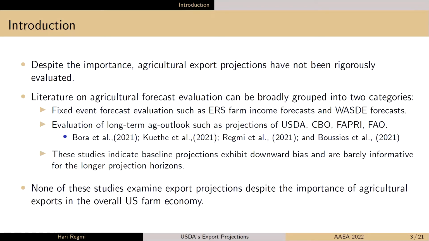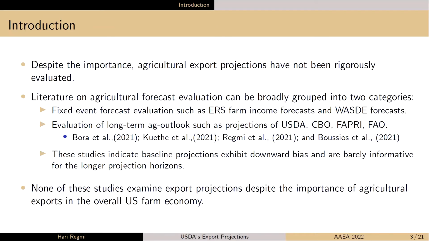If we talk about agricultural forecast evaluation, we can see in the literature there are two strands. One is evaluating the fixed event forecast. A fixed event in the sense that there exists a terminal event, and there is a series of forecasts, and the forecaster can make revisions to forecast the final value. For example, you can take the USDA ERS farm income forecast, or WASDE crop production, price, and yield forecasts. And there is another strand of literature that evaluates the long-term agricultural projection.